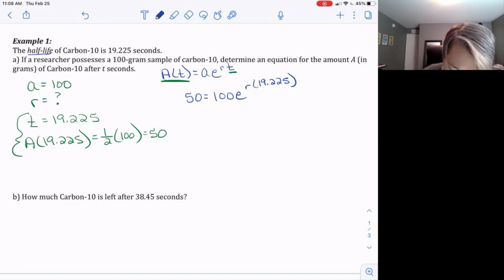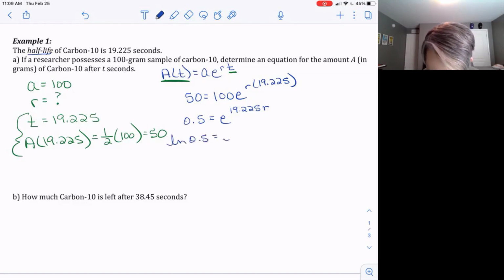So we're going to divide both sides by 100, and that would give us 0.5 equals e to the 19.225 r. Your motivation here is trying to get that r by itself, but the r is in the exponent position. I can't get rid of bases, so the only tool we have is logarithm. Since our base is e, let's use the natural logarithm of both sides.